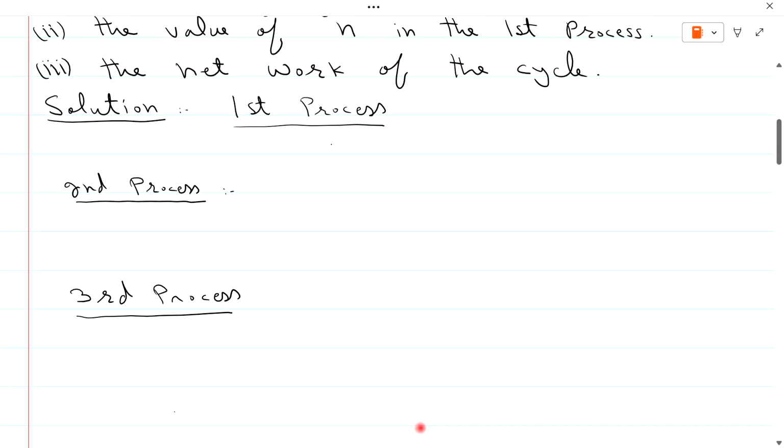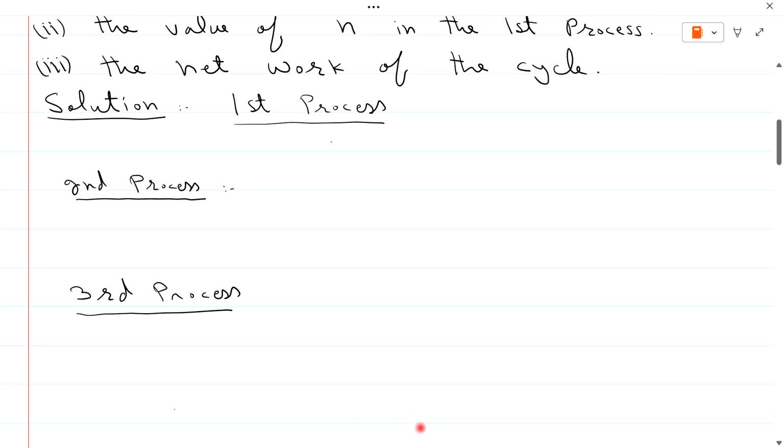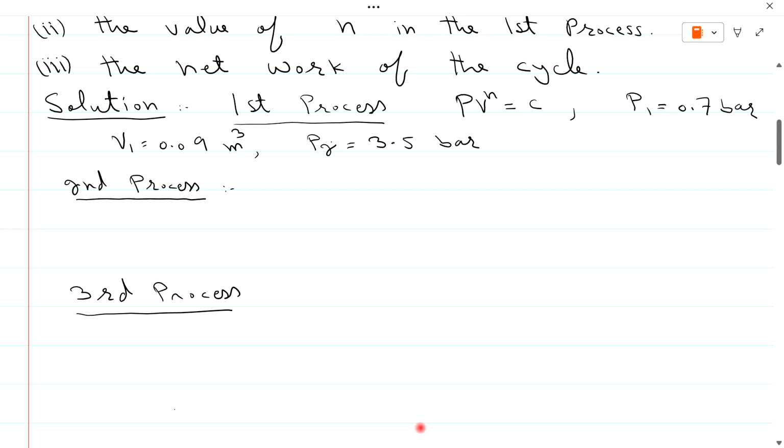First we write the data for the three processes. The first process is according to PV^n = C. P1 is given as 0.7 bar and V1 is equal to 0.09 cubic meter. Similarly, P2 is equal to 3.5 bar and V2 is not given.